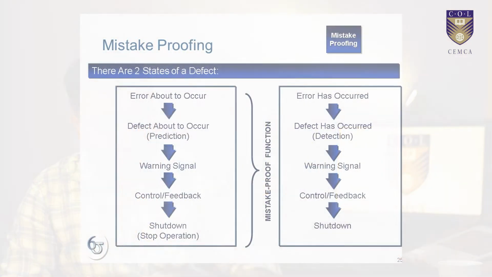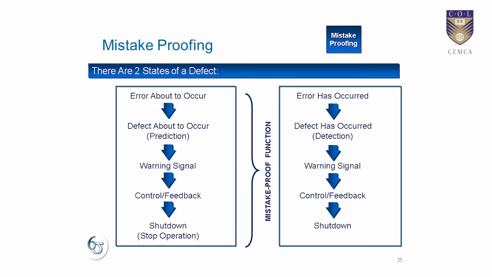If you look at the next slide, we're talking about there are 2 states of a defect. How a defect actually happens in a process. How a process creates a defect. So the first state is, in a first process, an error is about to happen, or a defect is about to occur, because error will lead to a defect. So we are predicting a warning signal will come that a defect is about to happen, and then after the warning signal, maybe there is a control or a feedback mechanism just to ensure that an error might happen, and the shutdown means stop the operations, let's first correct the error.